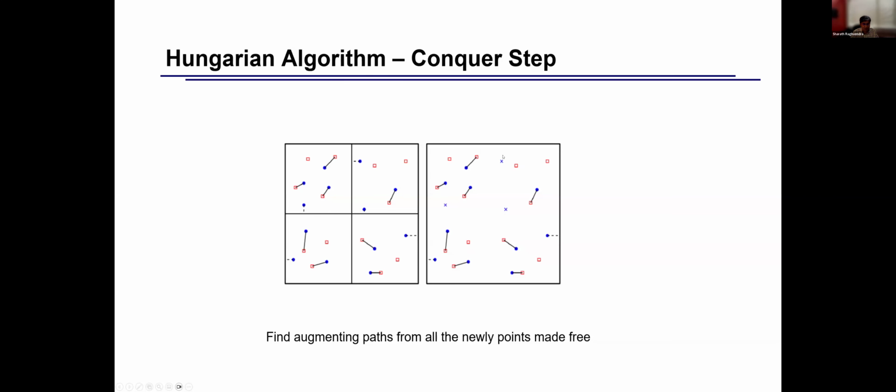In doing so, we may do one of 2 things. We may find an augmenting path to a red point, or we may find an augmenting path that basically stops us at the boundary. When we augment, we end up matching the last blue point to the boundary. So this can happen. So that basically is our algorithm.